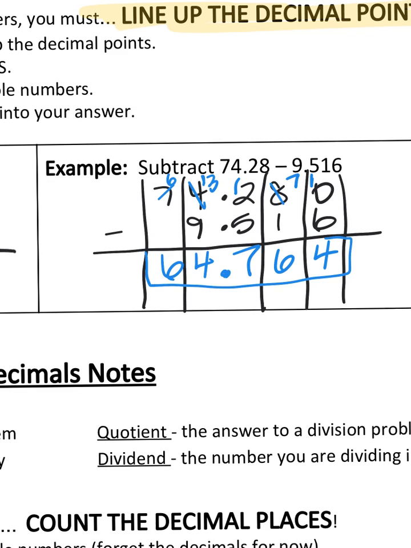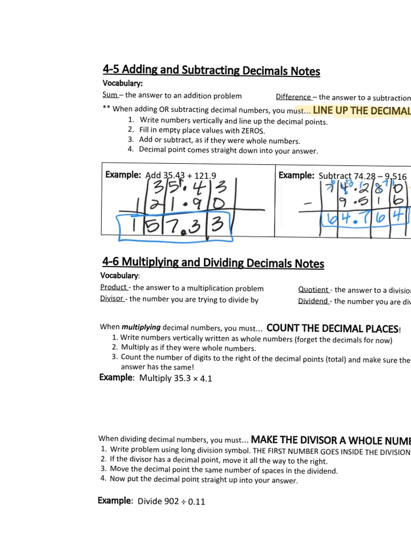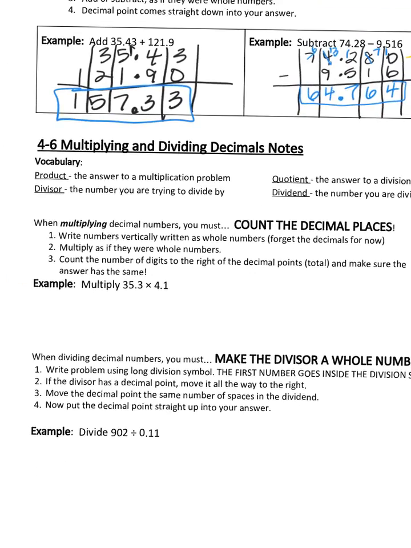Remember, you can always add zeros out to the right as far as you need to. And it makes it much easier when you're adding and subtracting to do that. Okay? So that's adding and subtracting. Super easy. Multiplying and dividing, almost as easy.